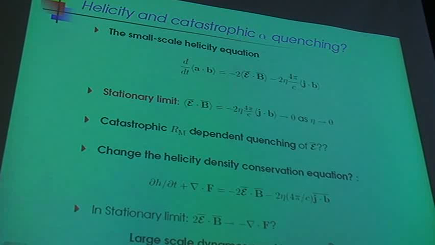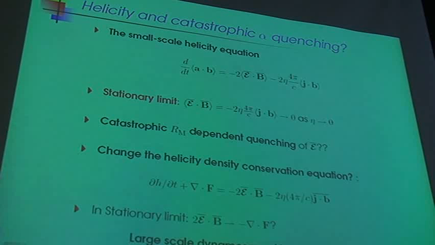So, what does this mean? Let's take stock. What we have said is that if you look at the evolution of the small scale helicity equation, and go to a stationary limit, it seems that because of helicity conservation, the component of the turbulent electromotive force parallel to the mean field is quenched for high Reynolds number systems. And the only way you can release this quenching is by actually dissipating the small scale helicity.